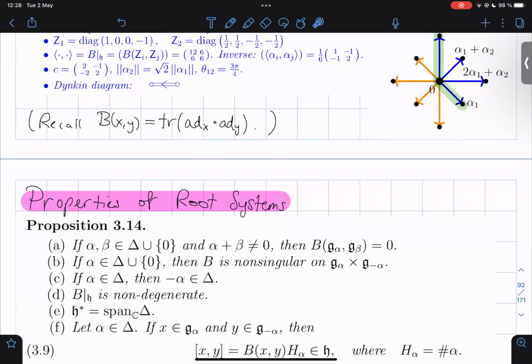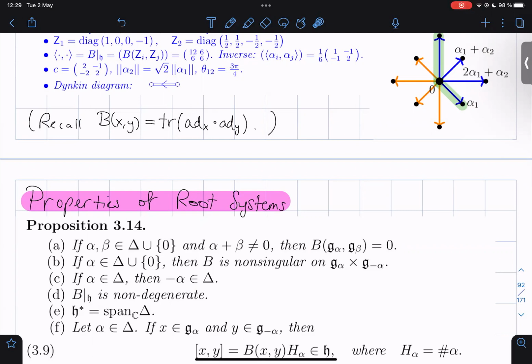As a consequence, if alpha is a root, then you could also show that minus alpha is a root. That's obvious from this C2 picture. So you have this symmetry under taking negatives, and that's not a coincidence. It's very easy to prove.